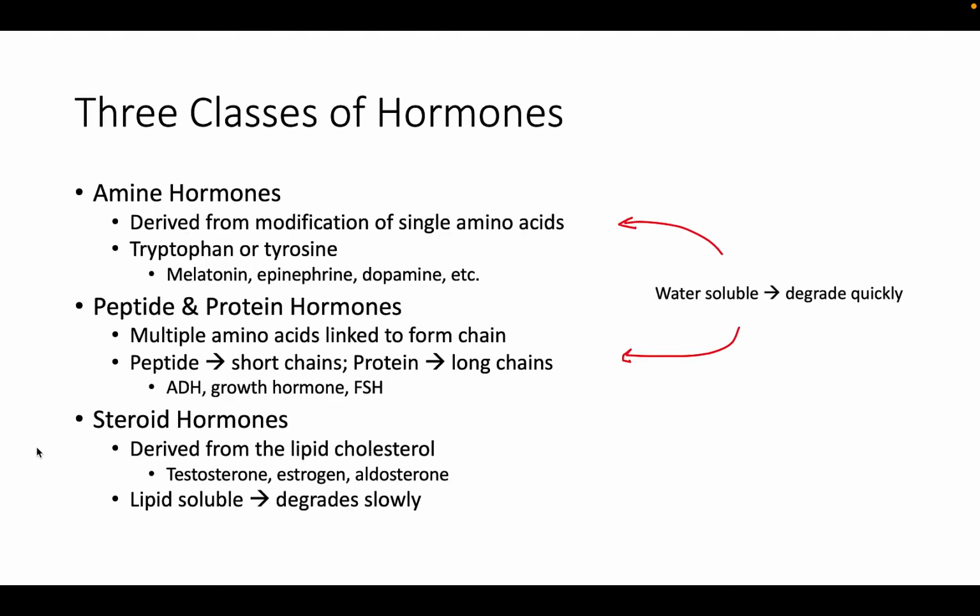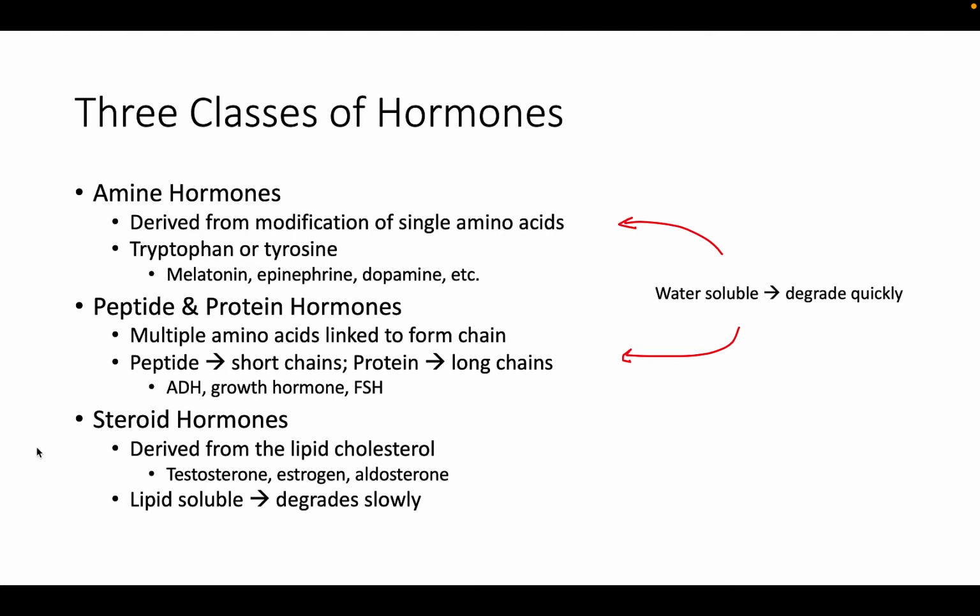So a couple different classes of hormones we can discuss. We have amine hormones, which are derived from a modification of single amino acids, either tryptophan or tyrosine. And different amine hormones include melatonin, epinephrine, dopamine, and there's other ones as well. And then there's peptide and protein hormones, which are multiple amino acids linked together to form a chain. Peptide hormones are really small chains, whereas protein hormones are really long chains of peptides together. Different peptide or protein hormones could be like ADH, growth hormone, or follicular stimulating hormone.